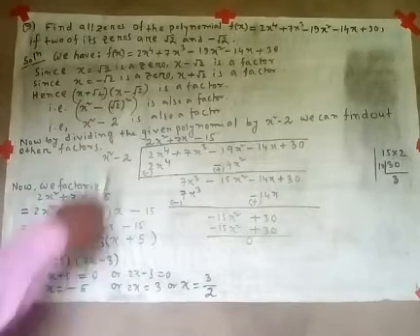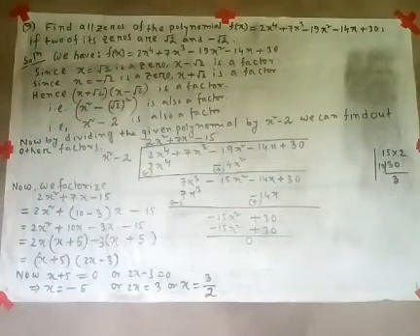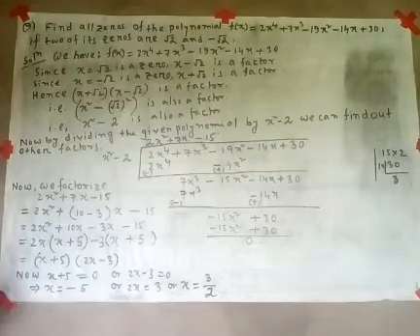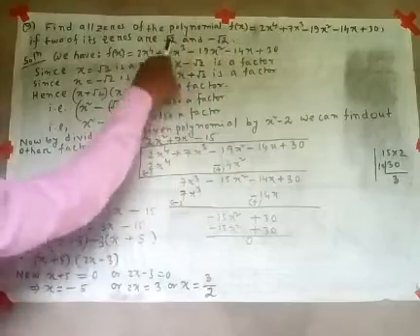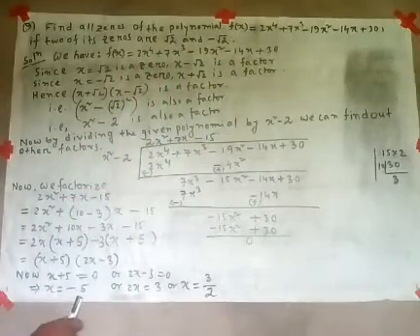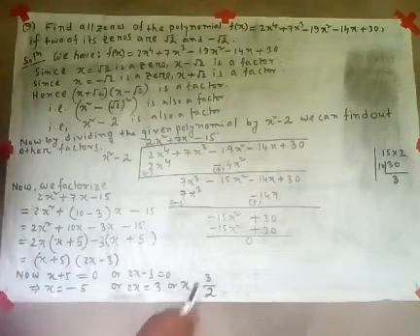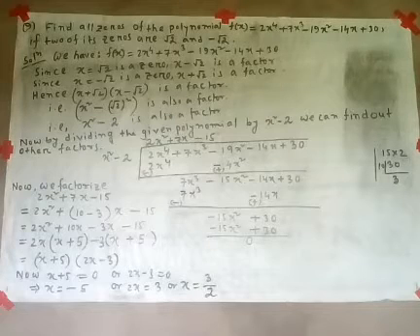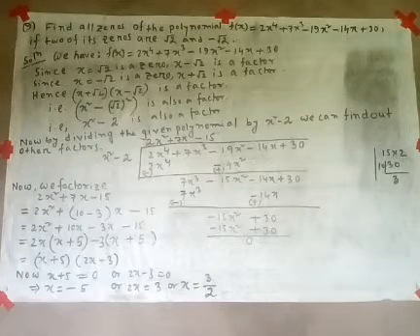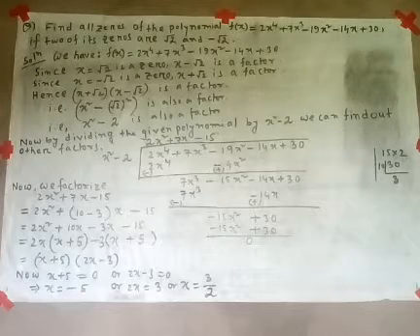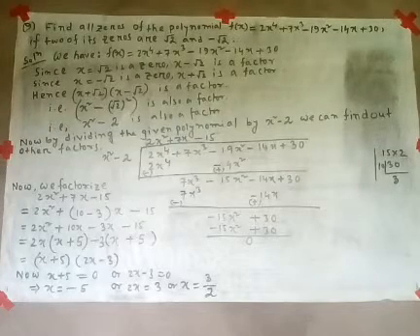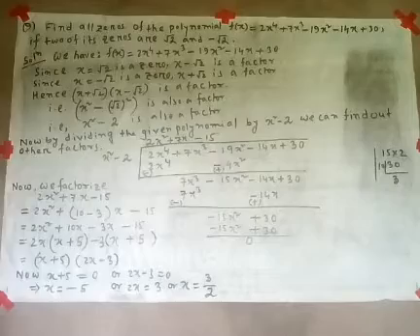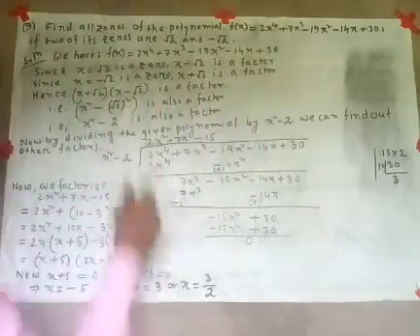Actually the maximum power of x was 4, x to the power 4. That's why we needed to find at least 4 values of x. So the 4 values of x are root 2, minus root 2, minus 5 and 3 by 2. These 4 values will be the 4 zeros of the polynomial. So what can we write? Therefore the zeros of f(x). What was f(x)? This was the f(x) polynomial.